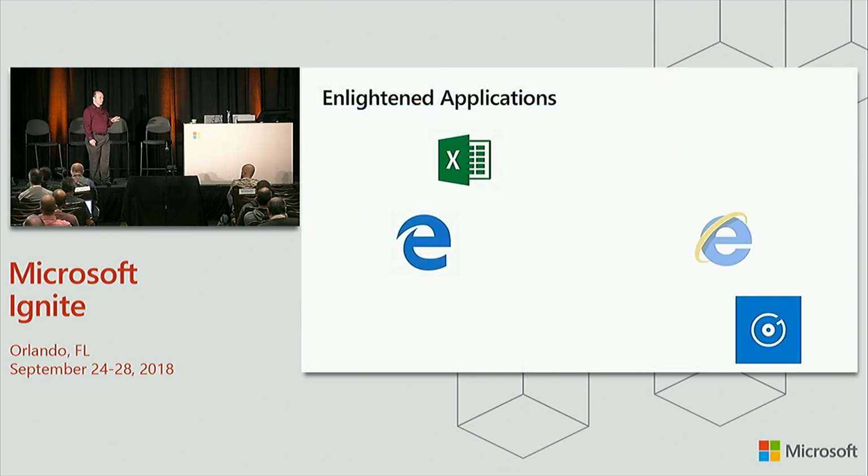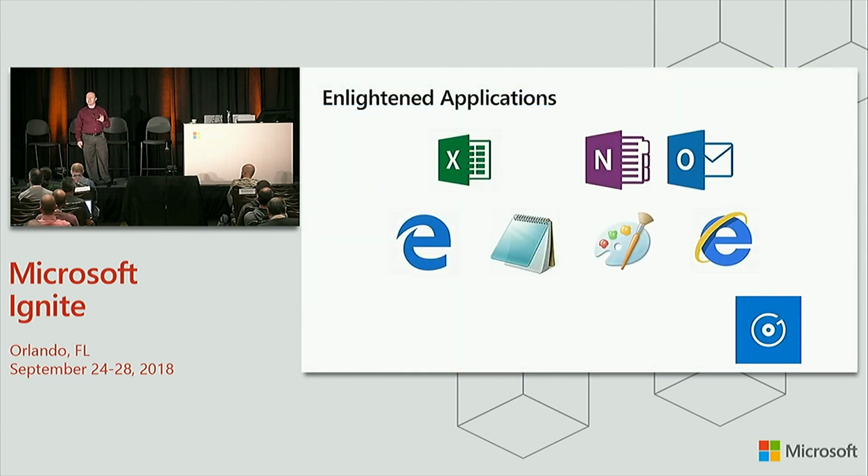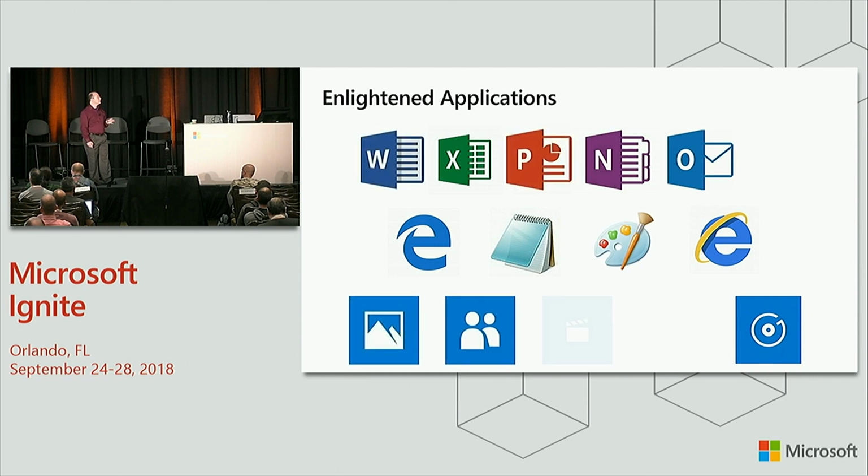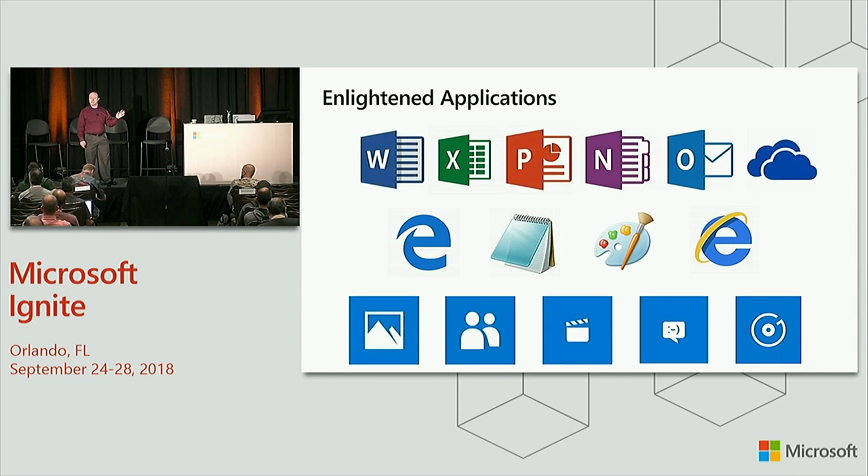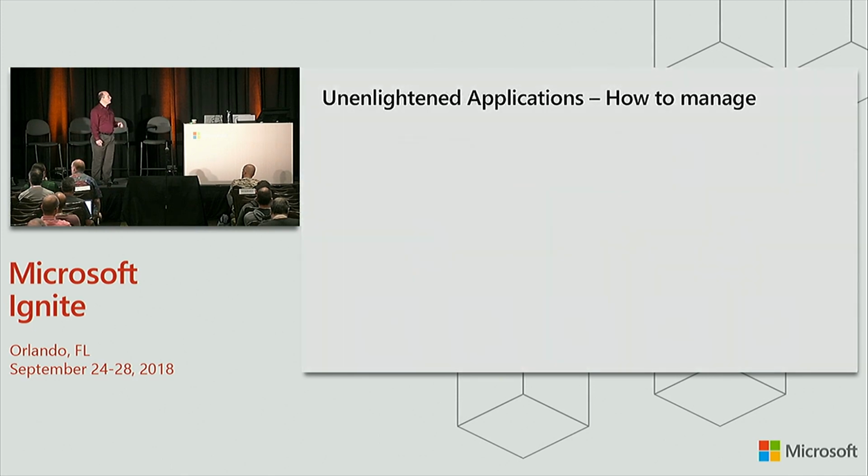I'm going to spend another couple of minutes on this because this is the space that I get the most questions on. There are a ton of applications that are enlightened. You saw some of them. Here's a bunch more. These are the first-party applications. So you have Office, you've got browsers, you've got utility applications in Windows so you can view content. There's also unenlightened applications. And this is where the questions usually arise.